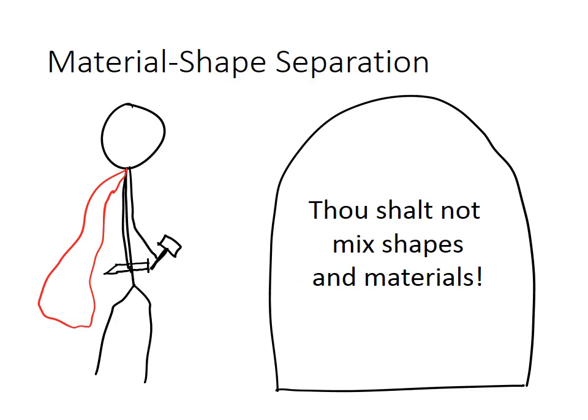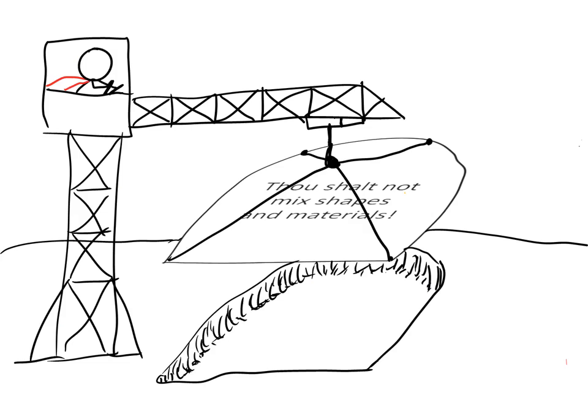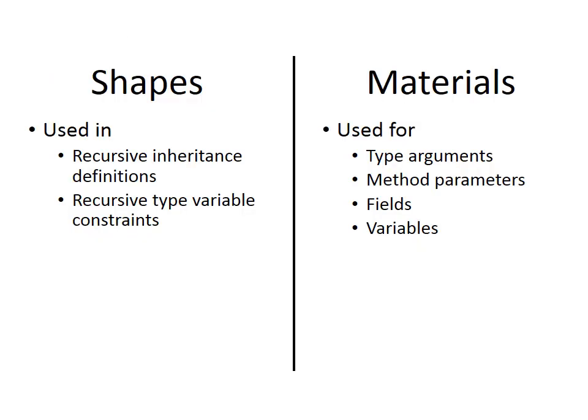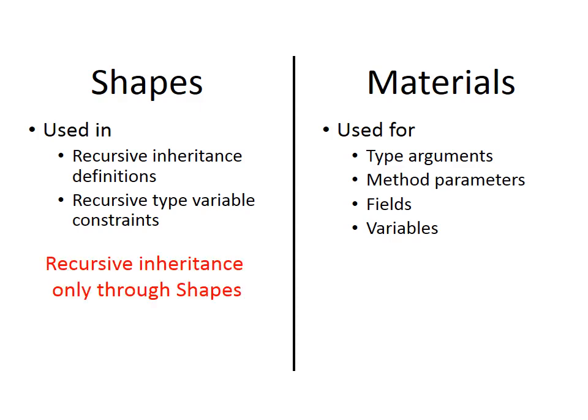Now, this is a nice observation of how types are used in practice. But it turns out it can also be used for laying the foundation for powerful language features with strong properties. The key insight is the following. Because no type is both used as a shape and a material, and shapes are defined as the things that are used for recursive inheritance, we know that shapes are the only things that are used for recursive inheritance. This means that inheritance for materials is well-founded.